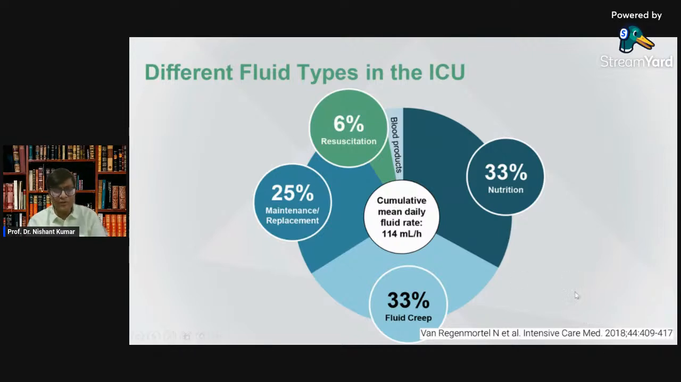Now, the most important thing is this part. 33% is fluid creep, which can and should be taken care of, and this is the most important part which we neglect and which leads to fluid overload. This 33% fluid creep is the fluid that we give along with the drugs, the infusions, the diluents, or the boluses that we give, which unfortunately remain unaccounted for, until at the end of the day, when we are tallying the input and the output, we realize the input is much more than the output.